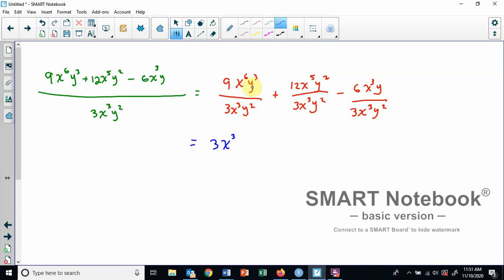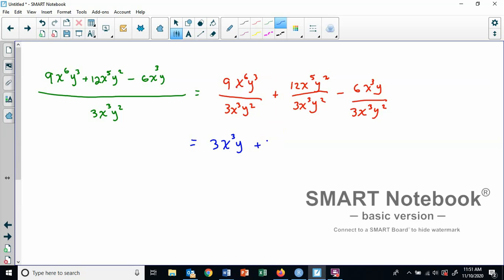Okay, combine the y's, y to the 3rd divided by y squared. That means I will have y to the 3rd minus 2. 3 minus 2 is 1, so just y to the 1st. I don't need to put the 1 though. Bring down our plus sign. Let's work on the next term. One term at a time.